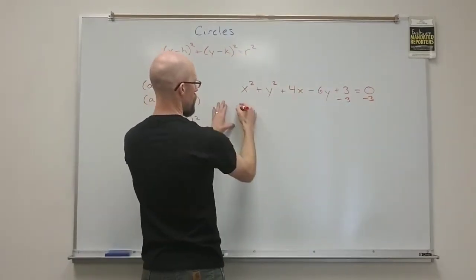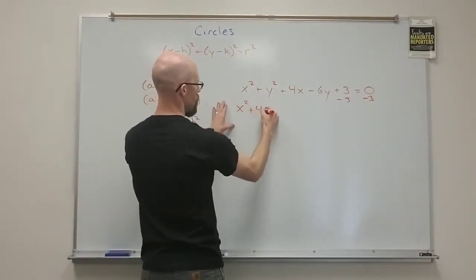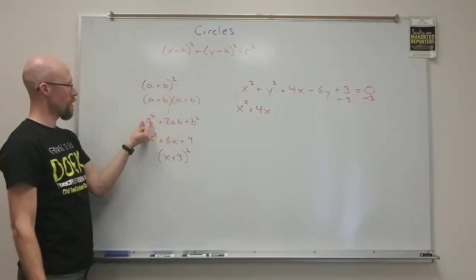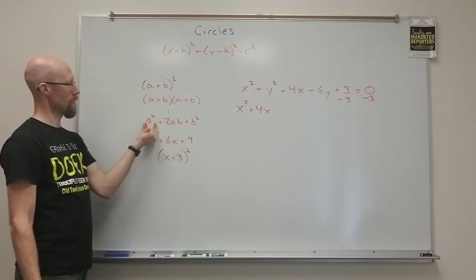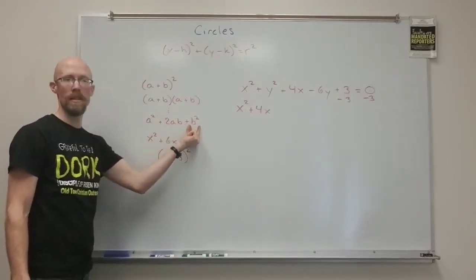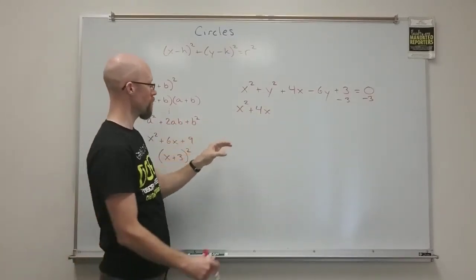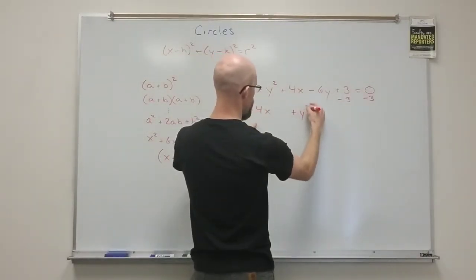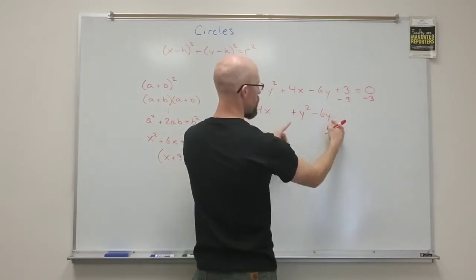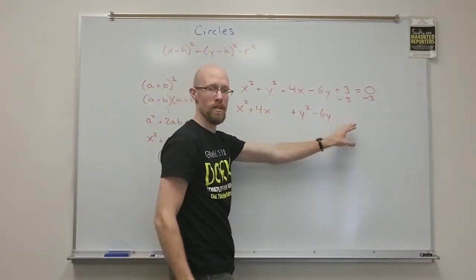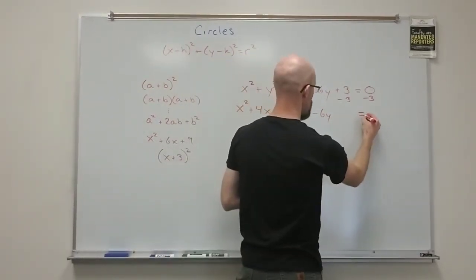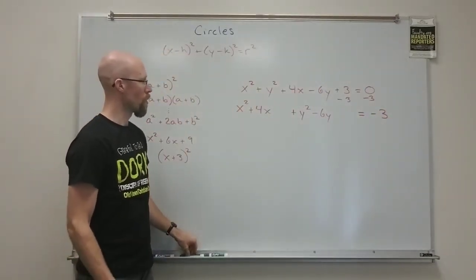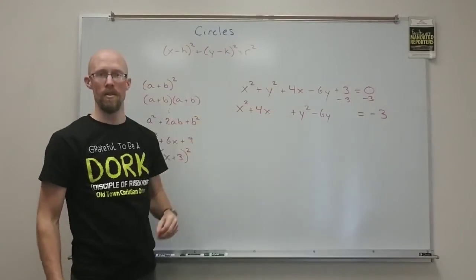Now I'm going to group together my x's, but I've only got 2 of the terms. In the perfect square trinomial, I've got the a squared term and the 2ab term. I'm missing the b squared term. So I'm going to hold off and leave a little space. Then I've got to get the y terms together. So I have a y squared minus 6y. Again, I'm going to leave a little space for the constant term, and that's going to equal a negative 3. So what I need to do is figure out what that constant is going to be.